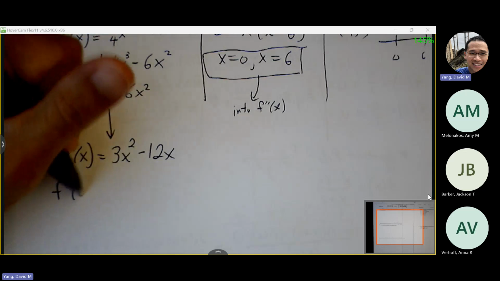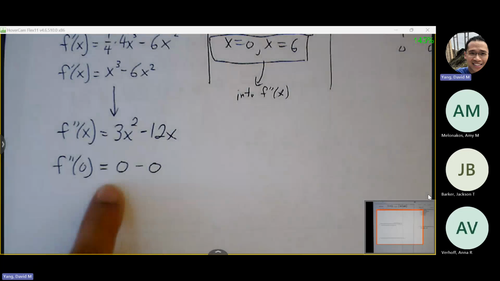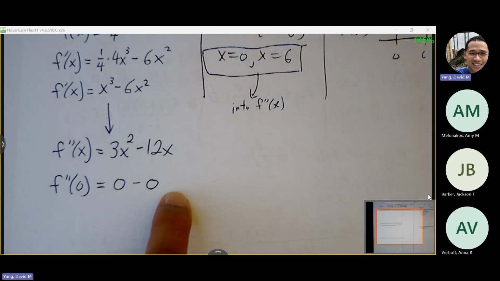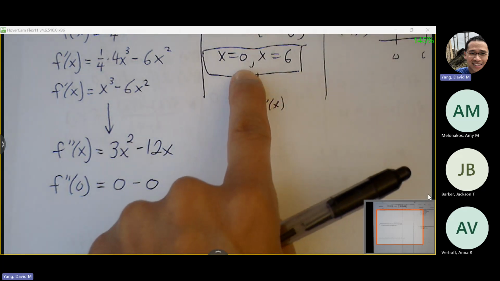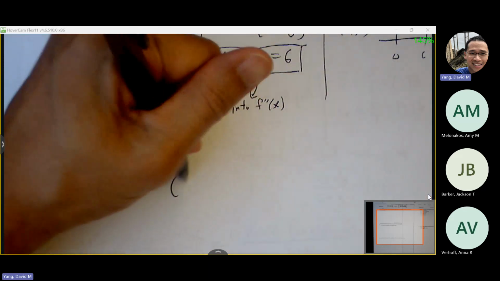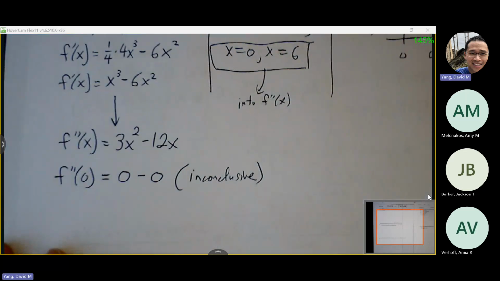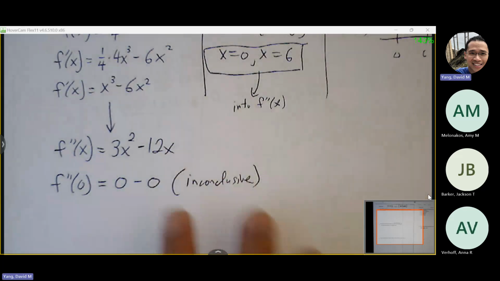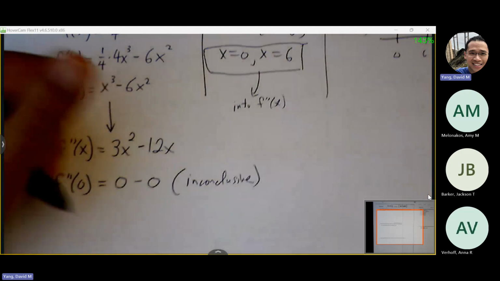So we'll do f double prime of 0, which is 0 minus 0. Now, this is a strange case here. If your second derivative doesn't give you a positive or negative, then you don't know whether it's concave up or concave down. This is inconclusive. Second derivative test is not going to give us a good result. So inconclusive. Yeah, we didn't talk about that case yesterday, but you won't see it on the quiz. On the quiz, if I ask you to do a second derivative test, you're going to get something that is conclusive. Next up, f double prime of 6.